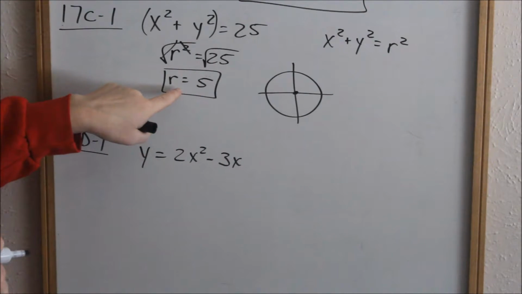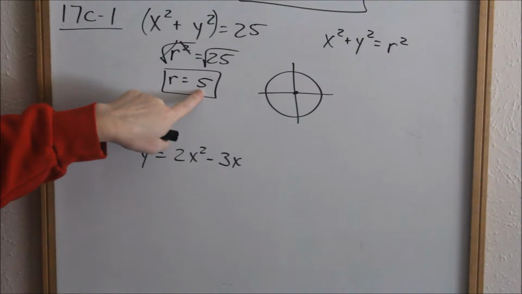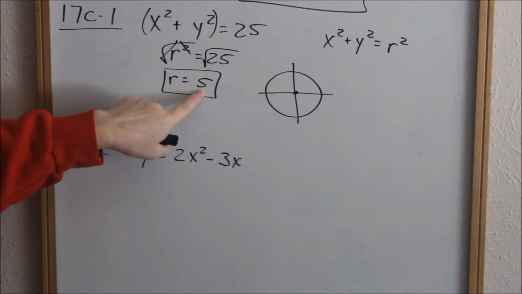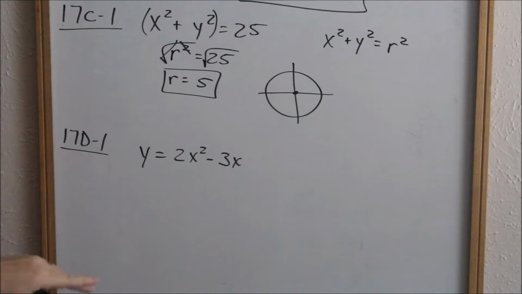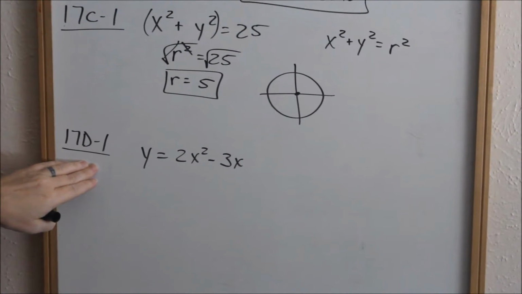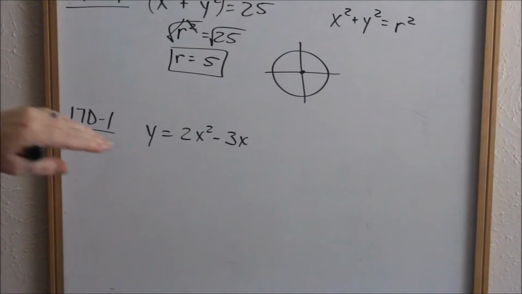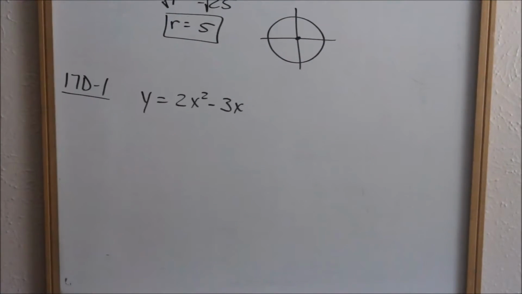So when you have a polar equation where r equals some number, you should already put into your head that that's a circle. And in the rectangular format, it looks like this. Okay, now let's look at 17D1. You have this equation here.